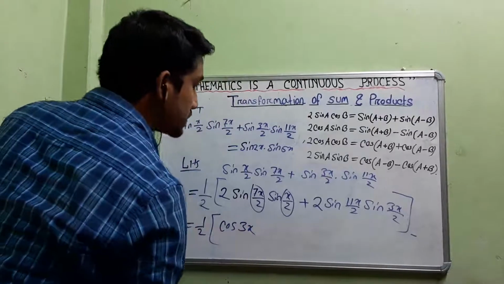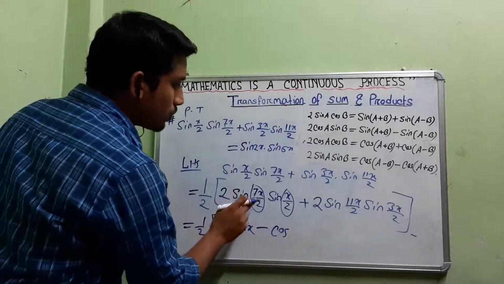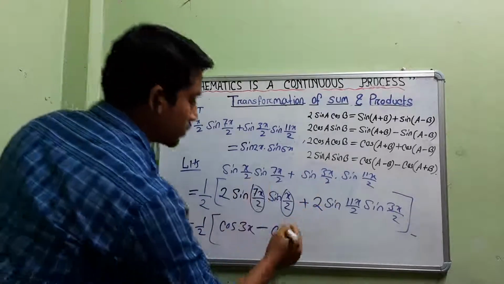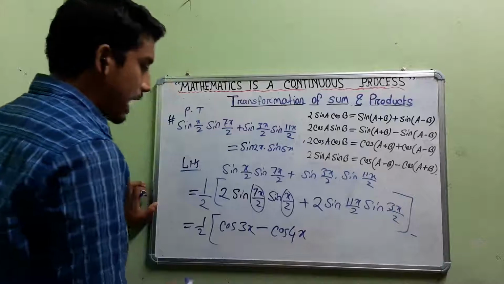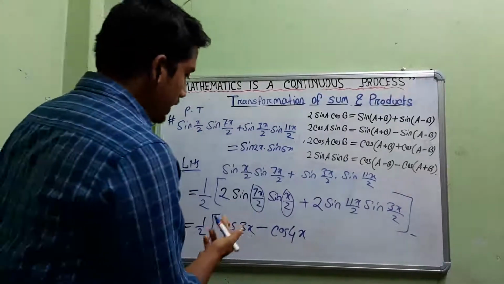Then cos(A minus B) minus cos(A plus B). A plus B means 7x by 2 plus x by 2. That means 8x by 2, so it will be your 4x. Okay, I have written a little bit directly; I think you will be able to get it. I have just followed the formula.